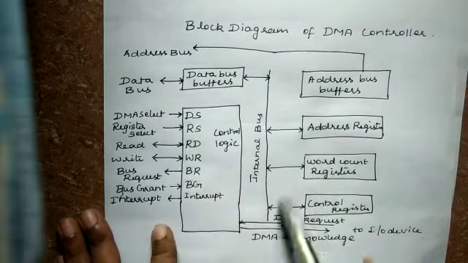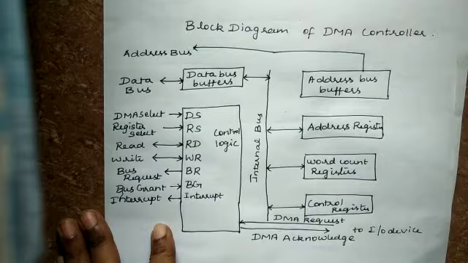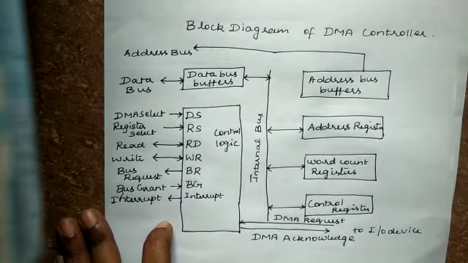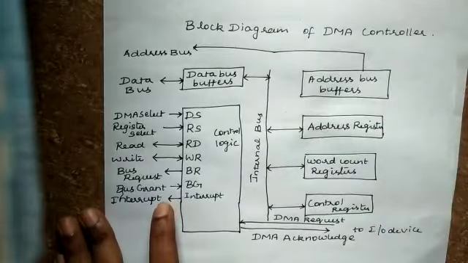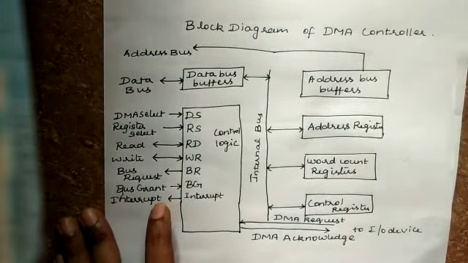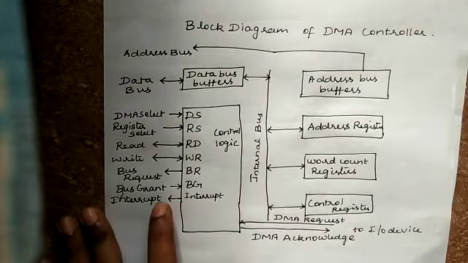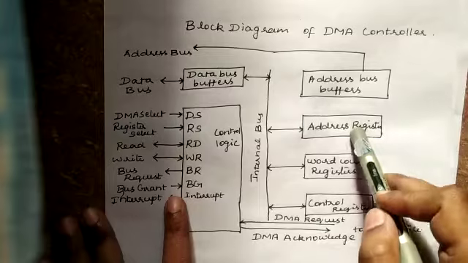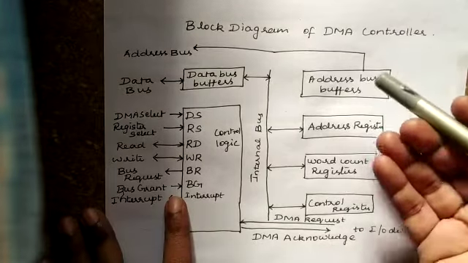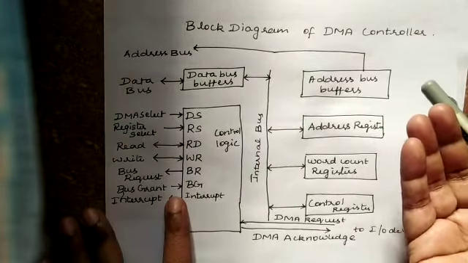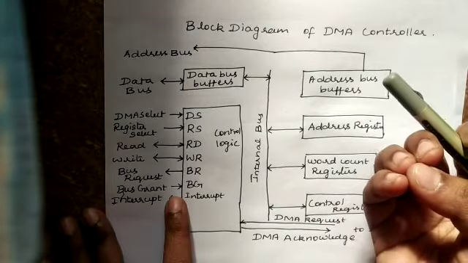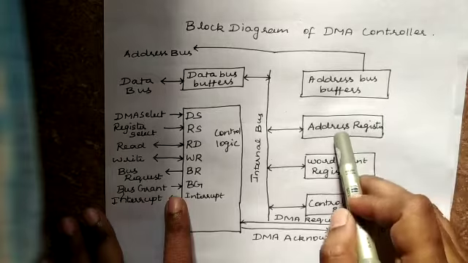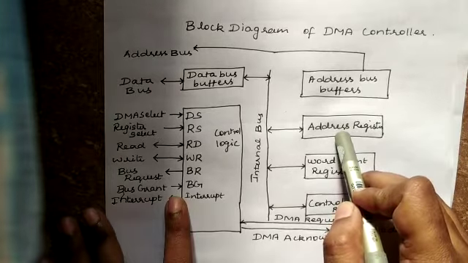And this DMA controller consists of three registers. The first one is the address register, then the word count register, and the control register. The address register holds the address of the word that is stored in the memory. So in the memory, in whichever location we are going to transfer the data, that particular address will be stored in this address register.